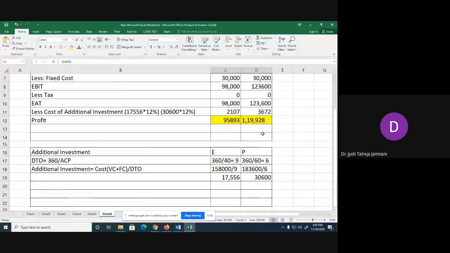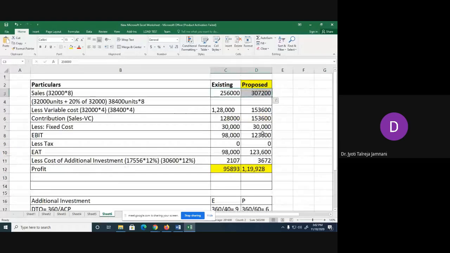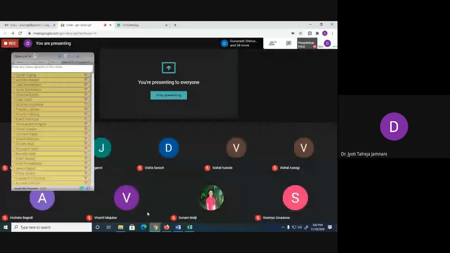Is that clear? Any doubts with these sums? No, ma'am. All the tabular sums that we will do will follow a similar pattern. So I am solving only two sums for credit standard.